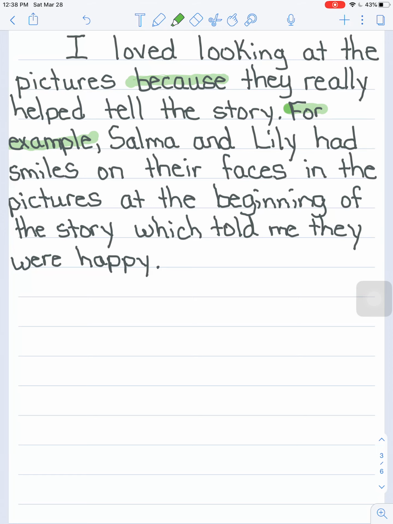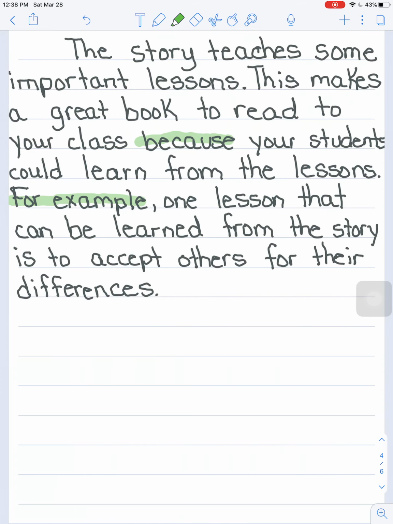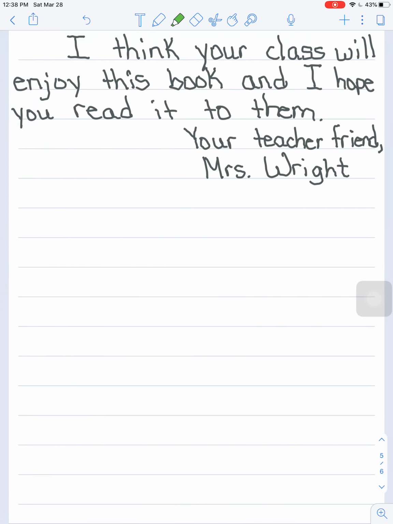And then also write another paragraph about a second reason why you also like the book. And the focus of my paragraph was on the lessons that I believe that you can learn from the story. Again, use the special words because and for example if you can. And last, finish up with just a short conclusion paragraph. We really haven't talked much about that yet, so just write a short conclusion paragraph, a closing, and then your name. That's it for today's lesson.